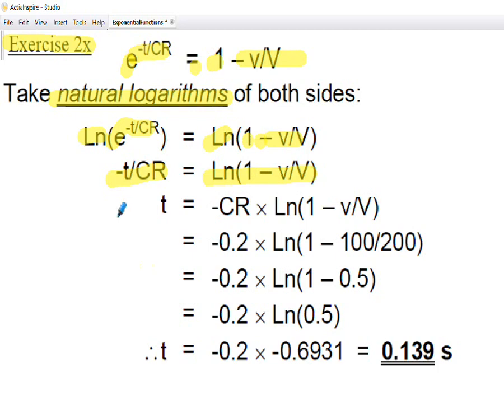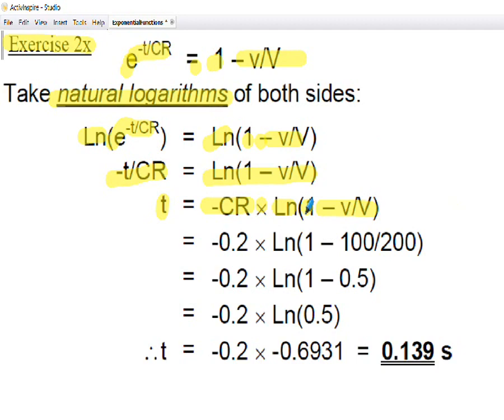What I'm doing on the next line is multiplying throughout by negative CR. In other words, I'm removing a negative from the left hand side and I'm multiplying by CR to get rid of the CR on the bottom of the left hand side. So I get t is equal to minus CR, so I've multiplied the top here by the minus CR, multiplied by the ln of 1 take away v divided by V. I suggest you think that step through for yourself, about how I'm rearranging the equation to make t the subject.